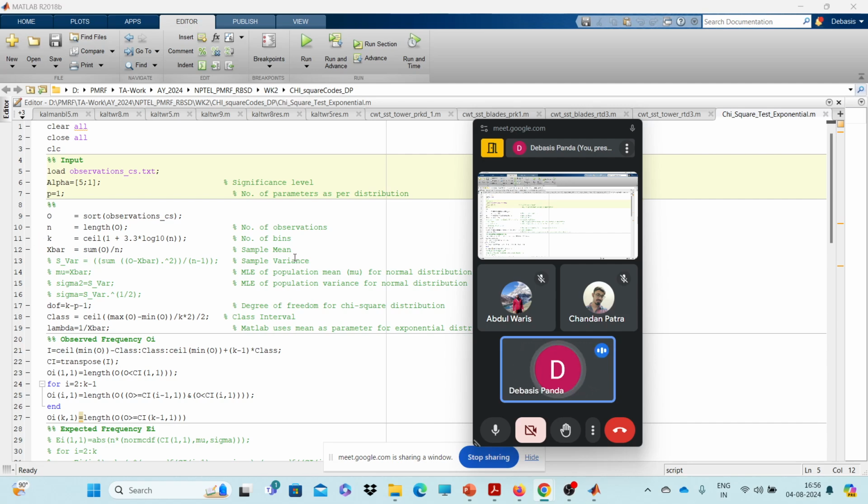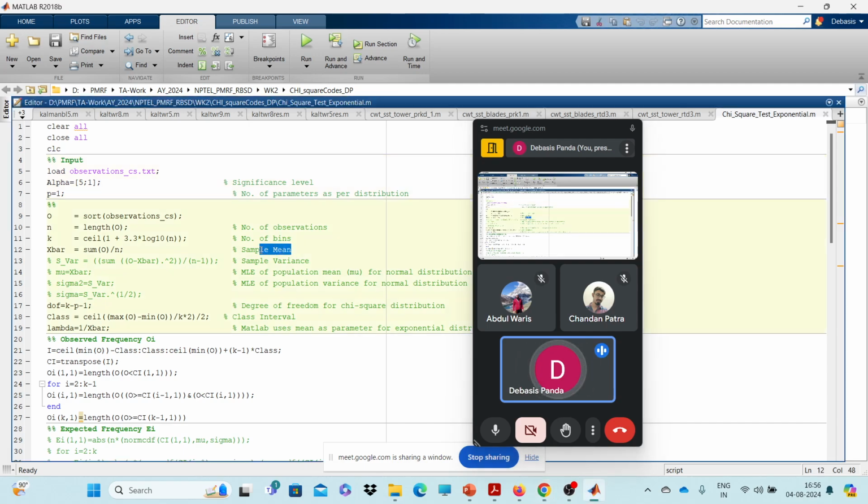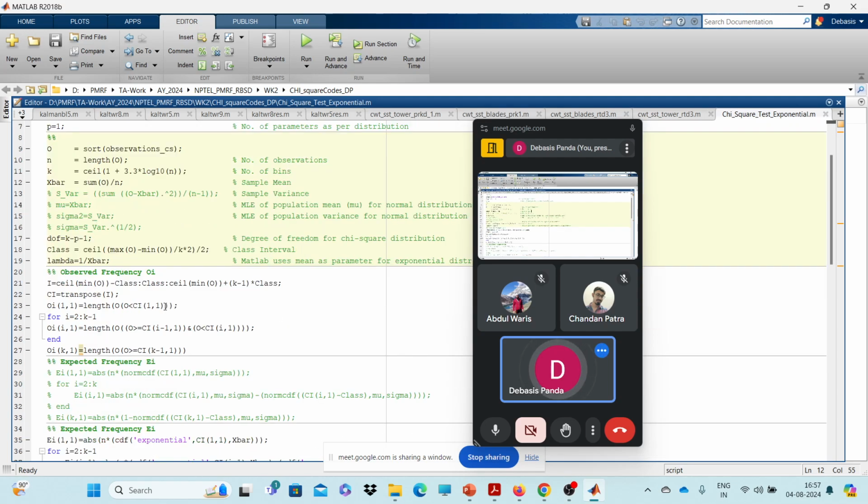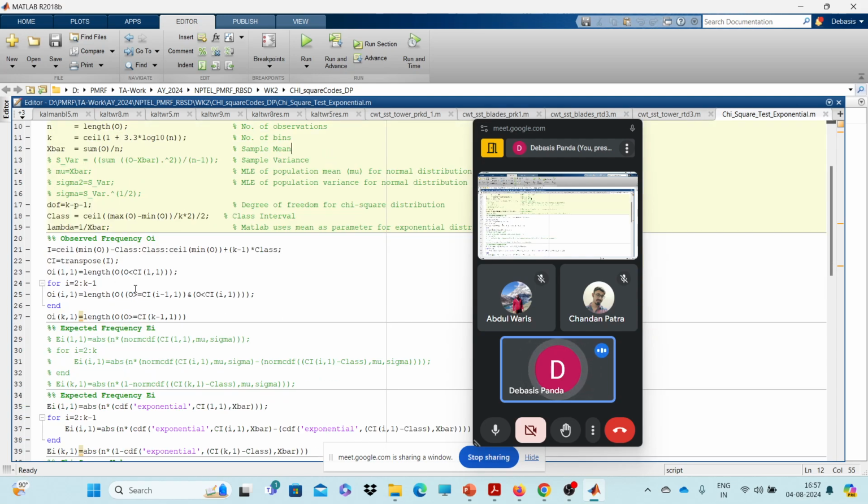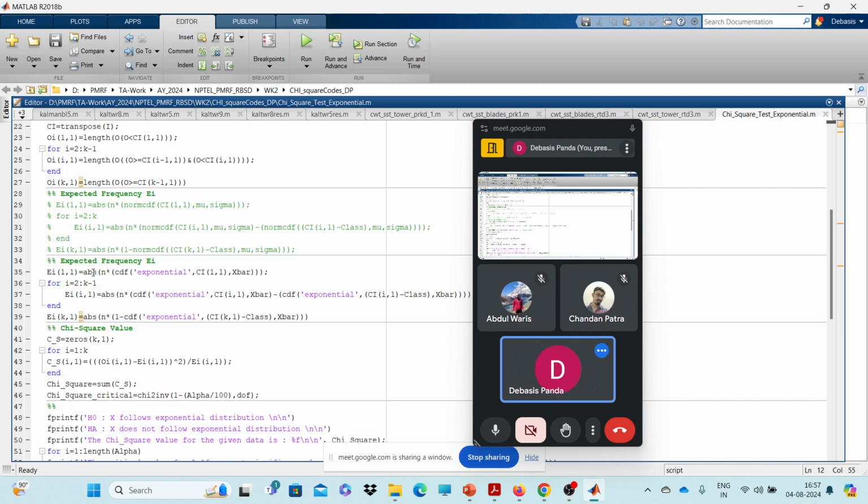So here the sample mean will follow the exponential distribution. The sample mean X bar will be the sum of the observed frequencies divided by N. Now the degrees of freedom and classes have also been calculated here. The observed frequencies are calculated based on the classes and intervals. Now the expected frequencies are calculated based on our distribution.